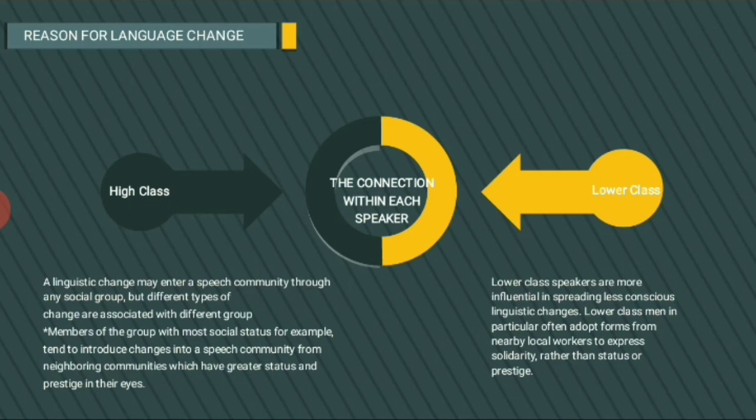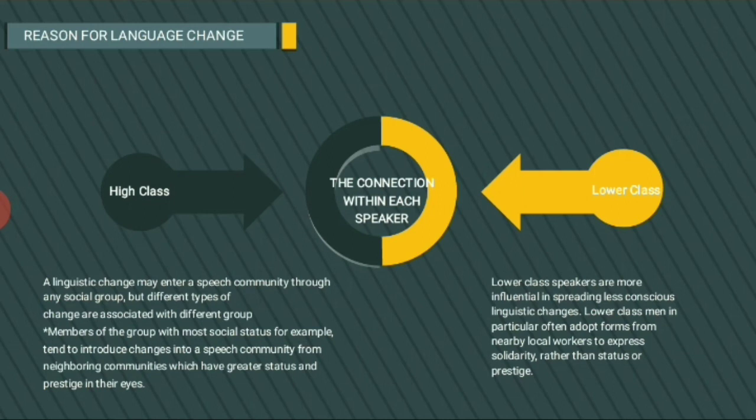So in the high social class, they do not accept language change from the lower class communities. They only borrow or accept changes of language from the status that they think has prestige and social status for their community. But in the lower class, speakers are more influential in spreading less conscious linguistic changes. Lower class men in particular often adopt forms from nearby local workers to express solidarity rather than status or prestige.